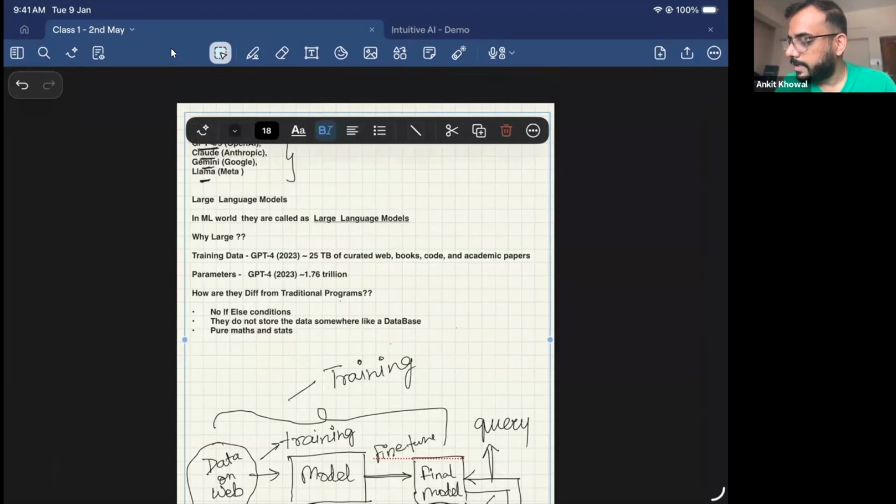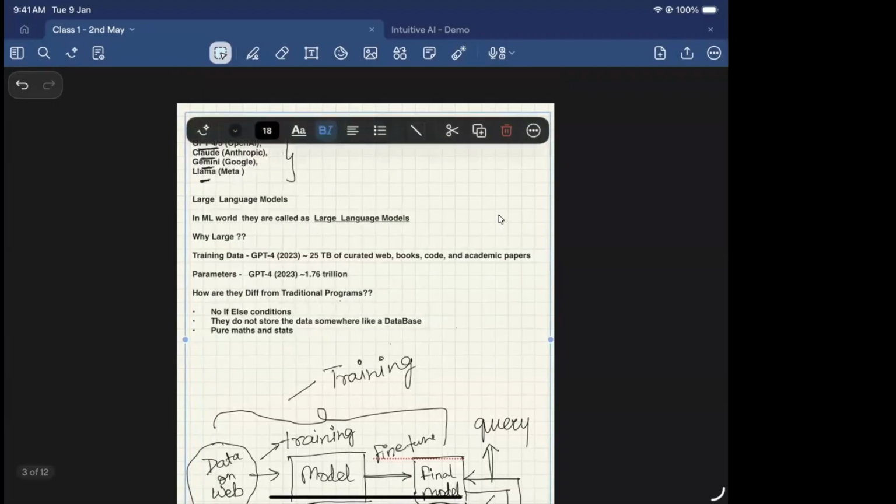GPT is an implementation of a large language model by a company, OpenAI. But the overall concept is that they are called large language models in the machine learning world. So why are they called large? What's the reasoning behind calling them large?